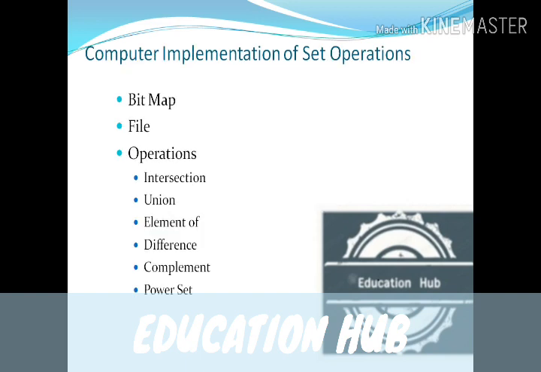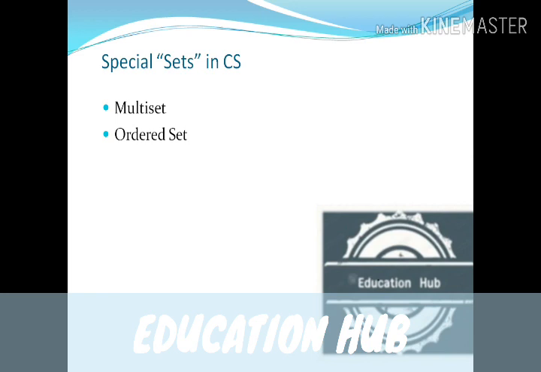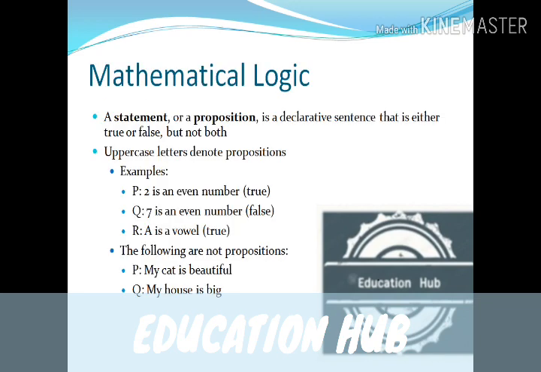For bitmaps and files, all the operations, that is intersection, union, elements, difference, complement, power set, you can get from the set operations. One by one, all the operations have already been described. Multi-set and ordered set are also special sets in computer science.